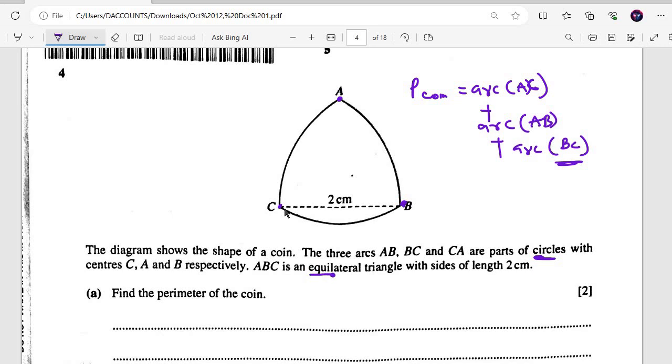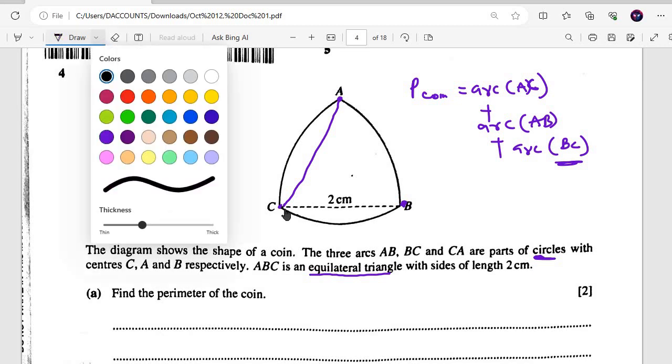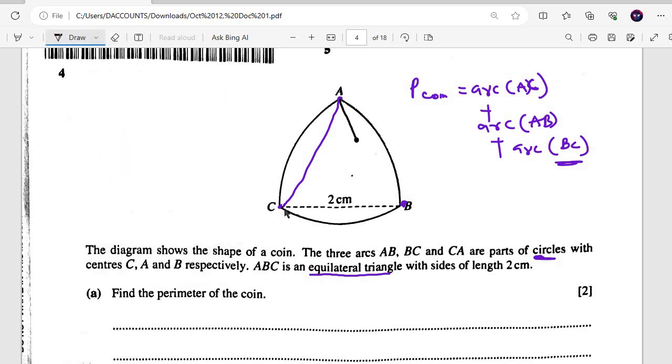ABC is an equilateral triangle. So we are going to have an equilateral triangle ABC with side 2 centimeters. The side is 2 centimeters. Don't forget about the unit. Each angle in an equilateral triangle, if you remember, is 60 degrees. Each angle is 60 degrees.